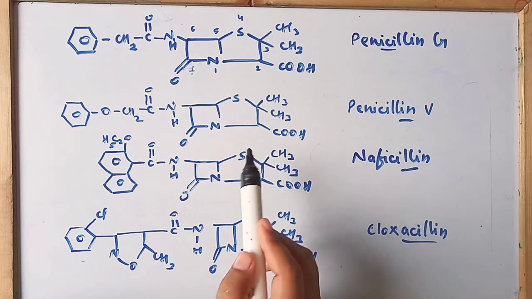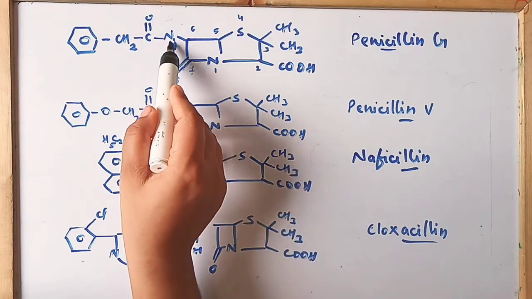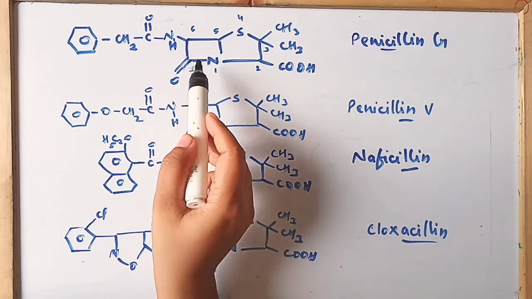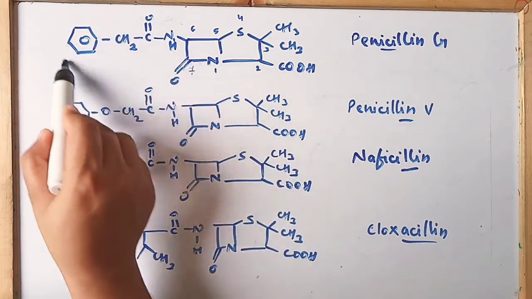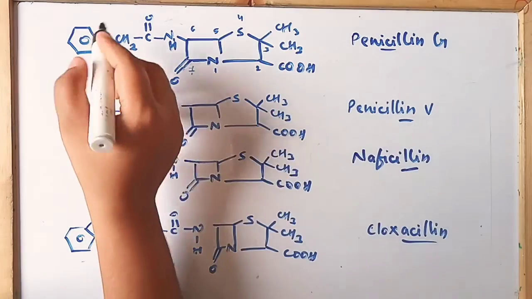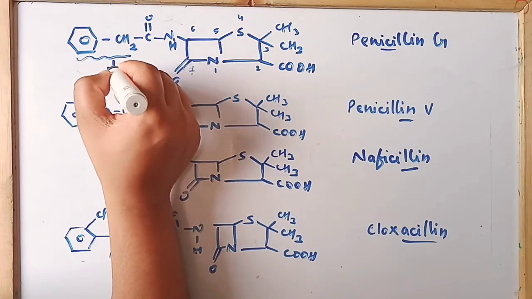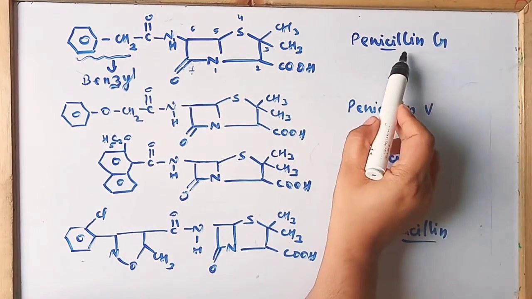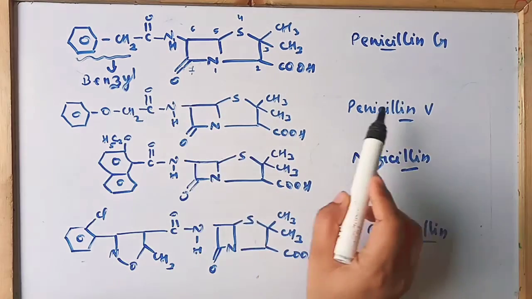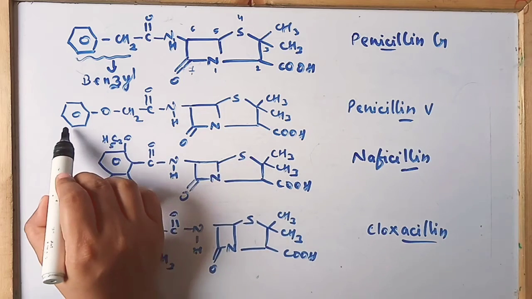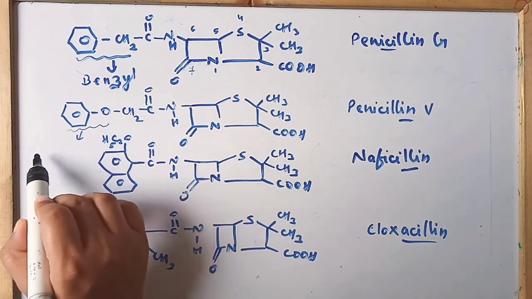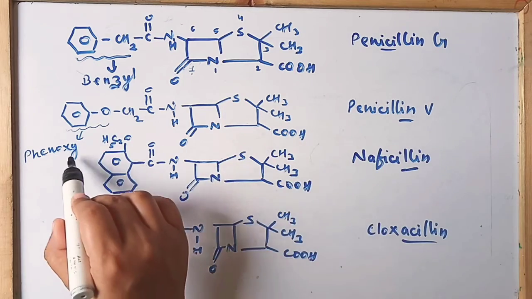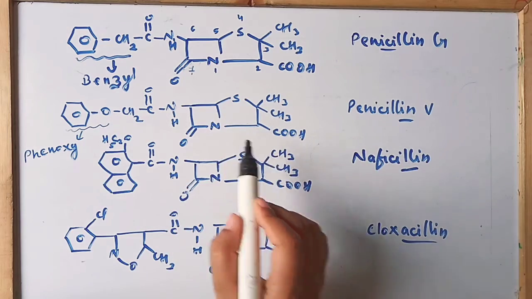Now let's see what all changes we have to do. Presence of an amino carboxyl group is present over here in each structure, and presence of benzyl group in penicillin G. So this group is the benzyl group. So it is known as benzyl penicillin. So penicillin G, benzyl penicillin. Penicillin V, we have to add phenoxy group. So for penicillin V, we have to remember phenoxy group, and the structure is the same.